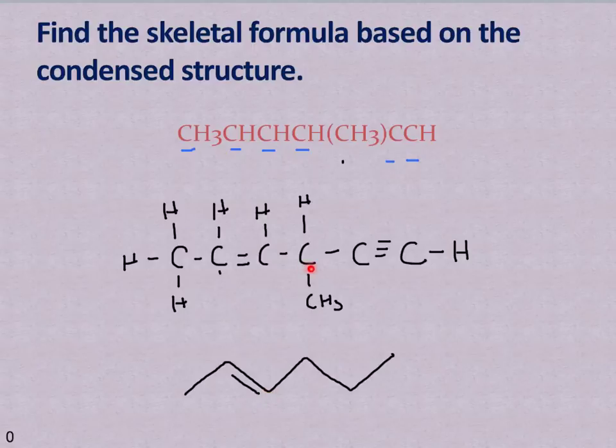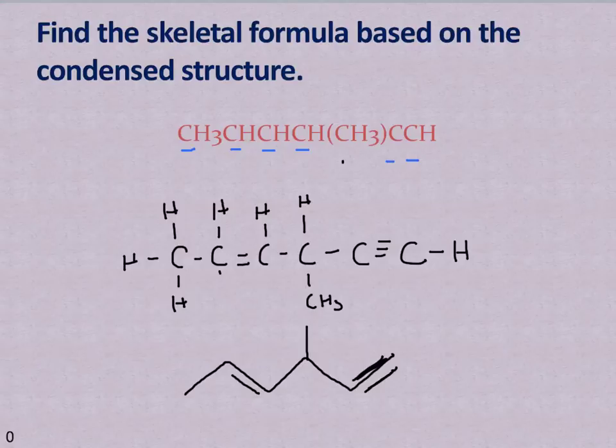So I'm going to go down, still counting the same direction. I can't change around how I'm counting. So 1, 2, 3, 4 is where my methyl group is going to be. Then I see that between carbon 5 and 6, I have a triple bond. And so I can go ahead and draw that in on my skeletal structure.